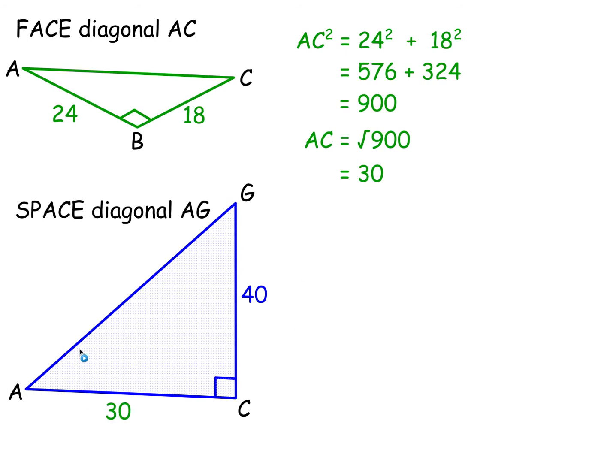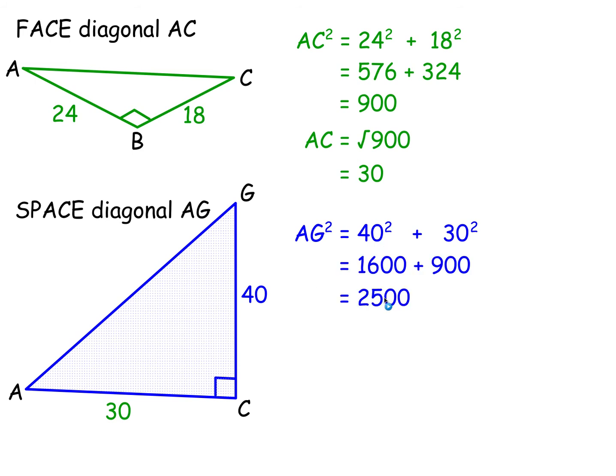To work out AG, the hypotenuse, AG squared is 40 squared plus 30 squared. Follow that through, and AG is 50 units long. That's a face diagonal and a space diagonal. So we're calculating the size of the space diagonal.